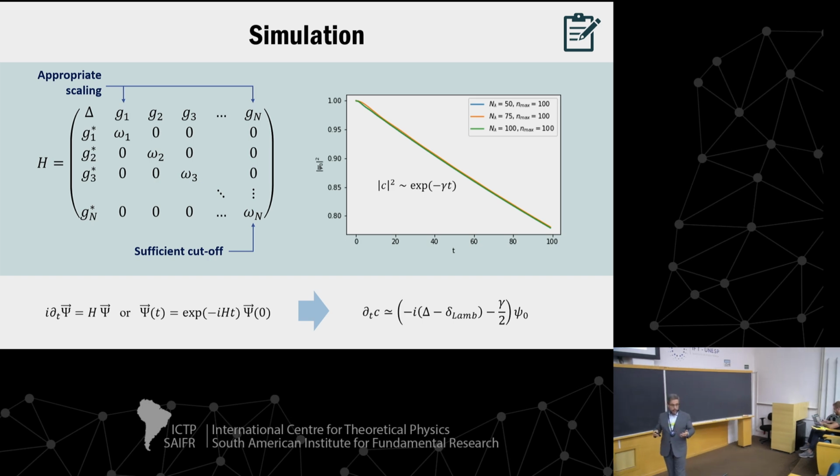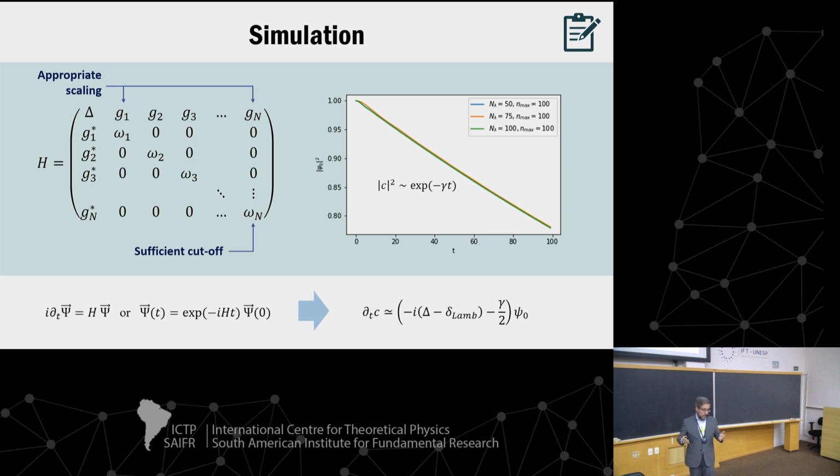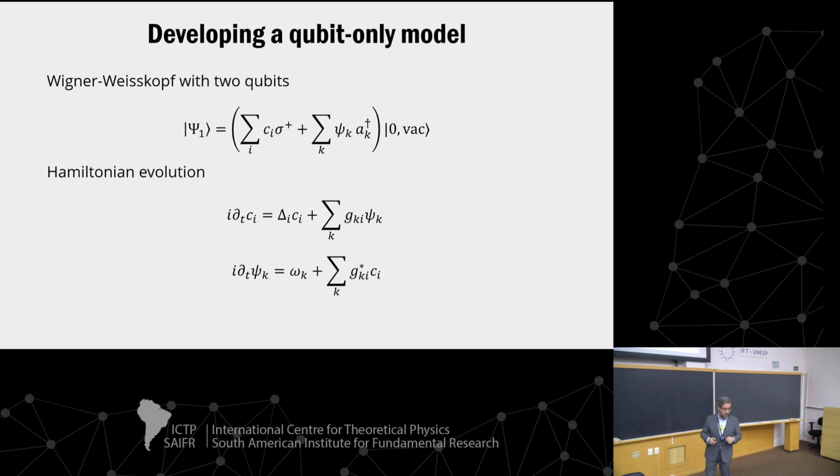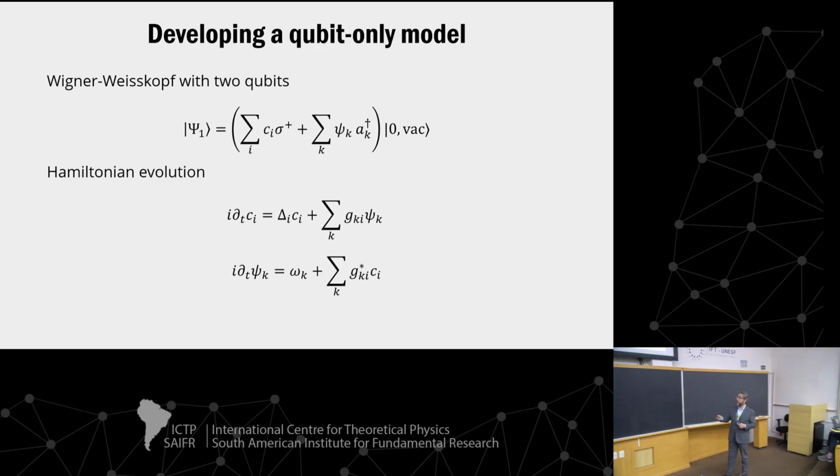But we want to do quantum links, so let's not put just one qubit. At least we need two, on the sides of one cable. If you do that and plug the variational ansatz into the Schrodinger equation, you get that the exact dynamics can be mapped into coupled ordinary differential equations for the complex amplitudes of the qubits and the complex amplitudes of the photons.